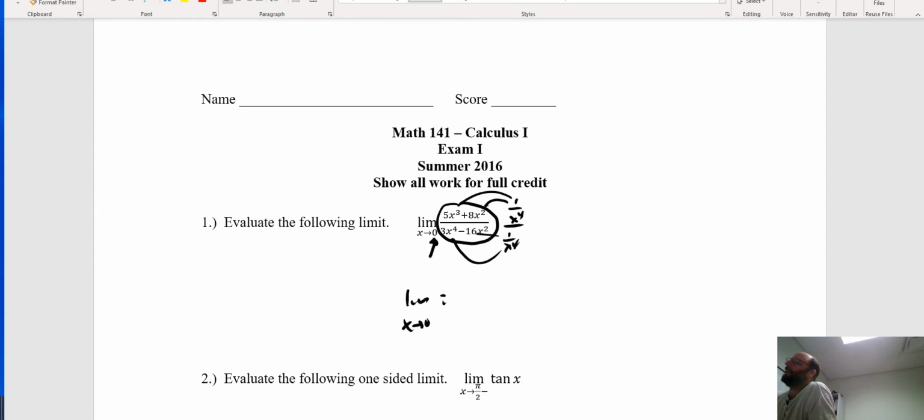Now, if the problem looks a little fancier, like it's got some parentheses here, like to the 1/3 or something, well then the highest power is effectively x to the 4/3, and you do the same exact thing. So that should get you out of this one.